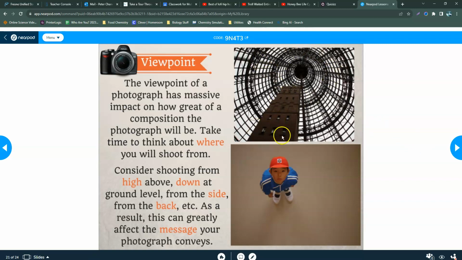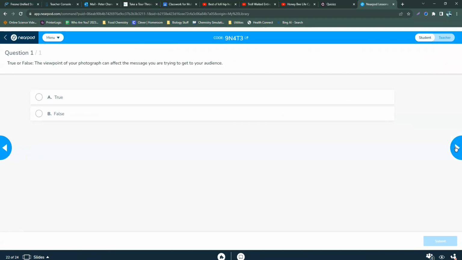So in this example, we have this really tall, massive building with this really interesting cage around it. And so being the photographer, we're kind of insignificant and this building is kind of towering over us. It feels powerful. Now conversely, the picture down below with the little boy, we're shooting from above and our subject, the boy, is down below. So it makes him kind of look small, feel weak, and so it conveys a different type of message than the picture up above where we had our camera from bottom to top. So true or false, the viewpoint of your photograph can affect the message you're trying to get to your audience.